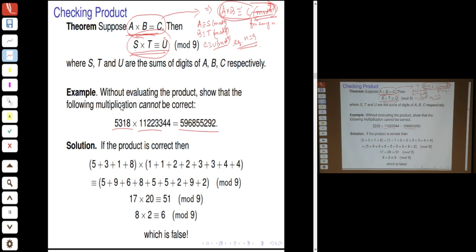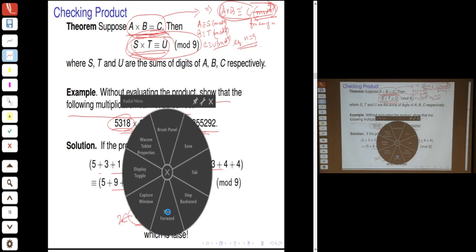For example, without evaluating the product, show that the following multiplication cannot be correct. What you do is say that if this multiplication was indeed correct, then this congruence equation must hold. You calculate the sums of the digits and check mod 9. This is not going to work, because 8 times 2, the left hand side, is 7 mod 9, whereas the right hand side is 6 mod 9. So you conclude that the multiplication is incorrect.